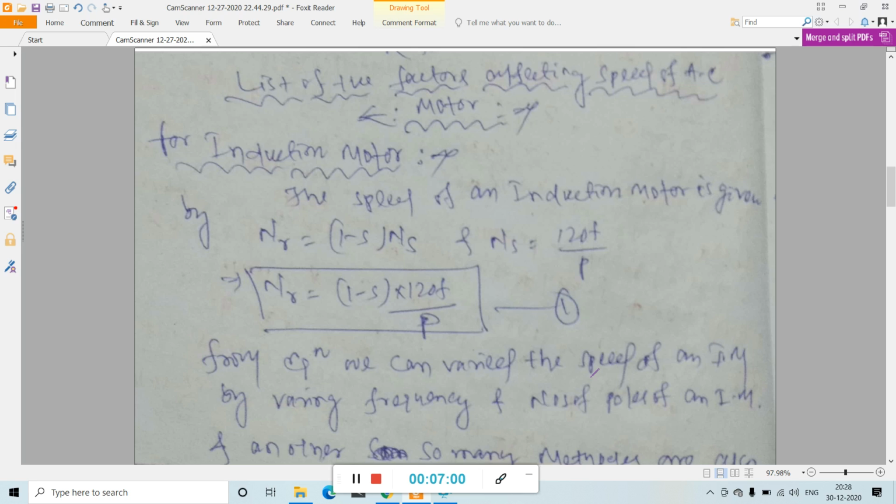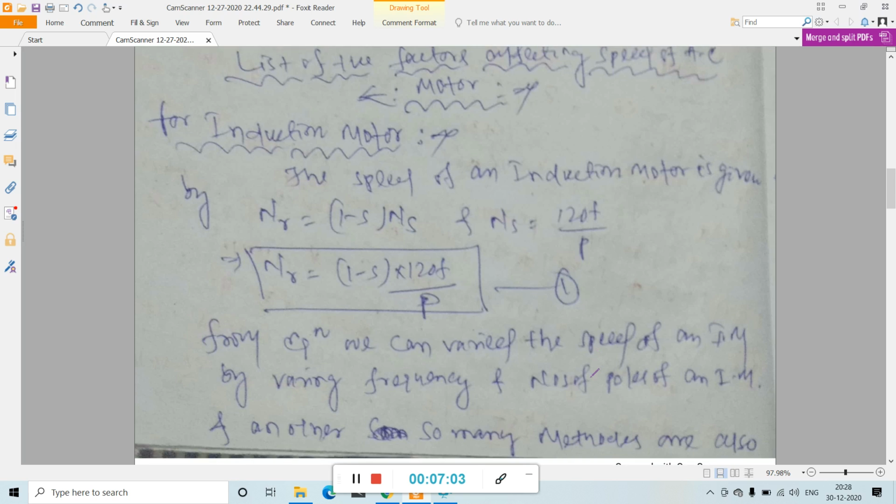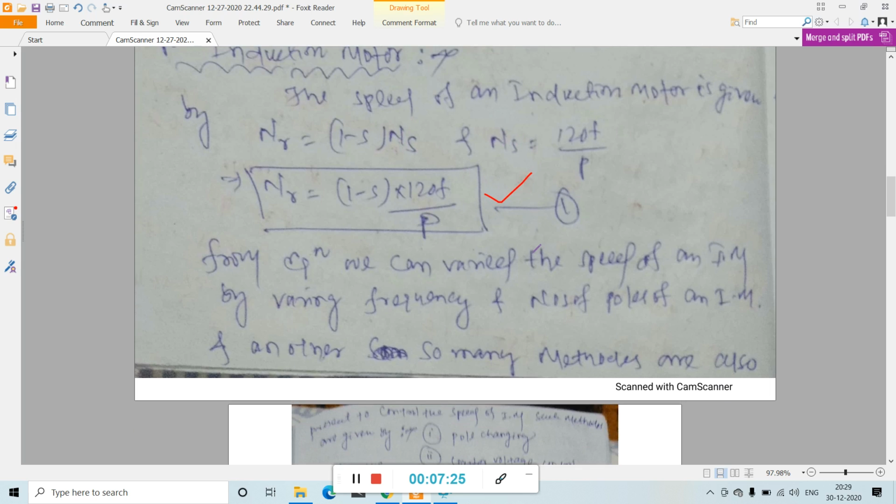So for induction motor, the speed of an induction motor is given by Nr is equal to (1 minus S) into Ns, and Ns is equal to 120 F by P. So here Nr is equal to (1 minus S) into 120 F by P. This Ns part is applied here. So this is the Nr. From this equation we can vary the speed of an induction motor by varying frequency. This F is the frequency and this P is the number of poles of an induction motor.